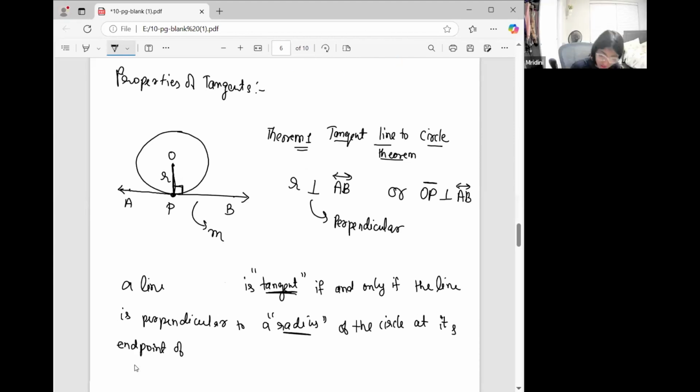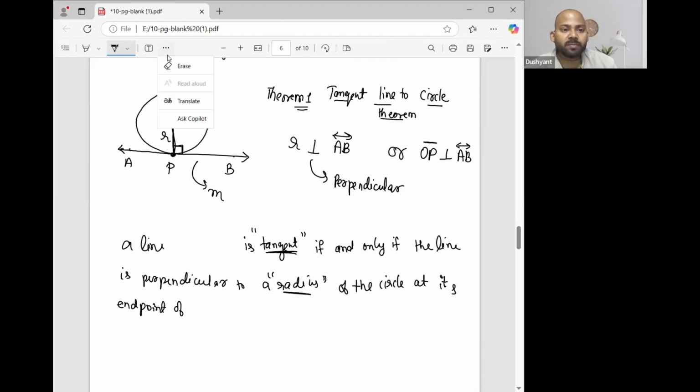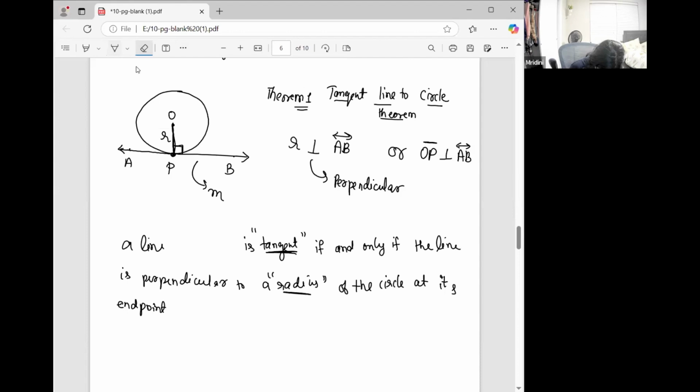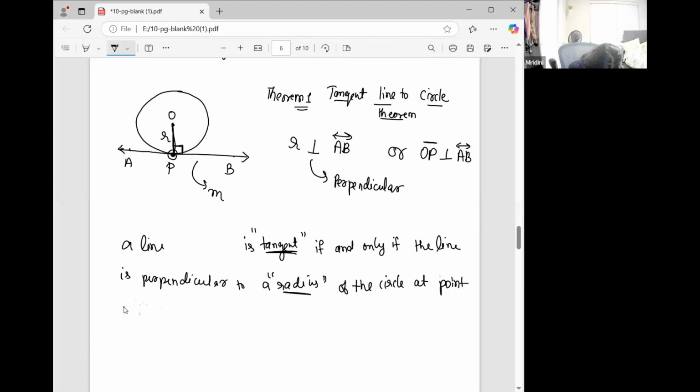What is its endpoint? Endpoint means from O to P. P is my endpoint here, right? It's just at the end of the radius, the point of contact. So you can add: of the circle at the point of contact. Will that be fine?